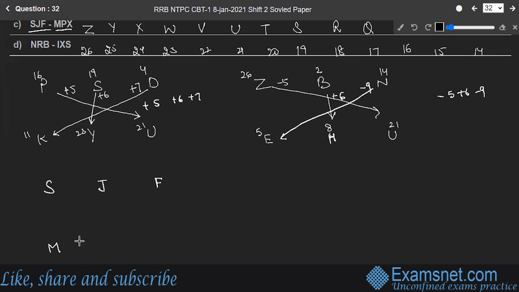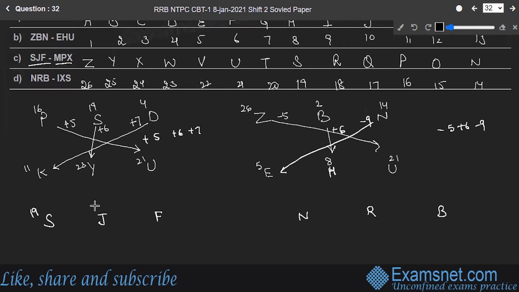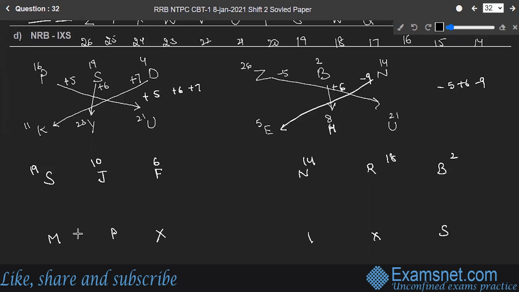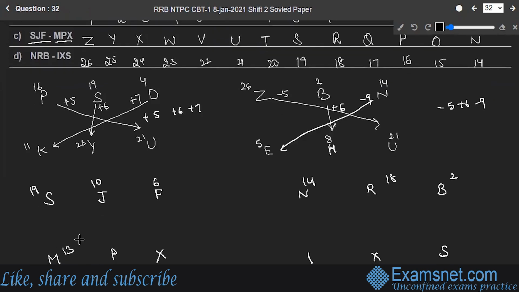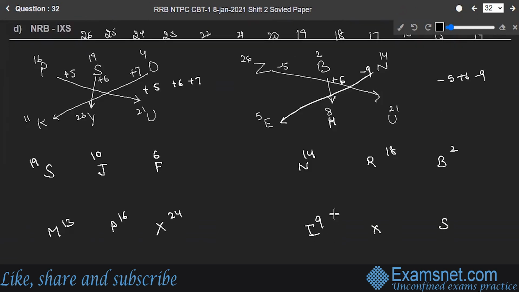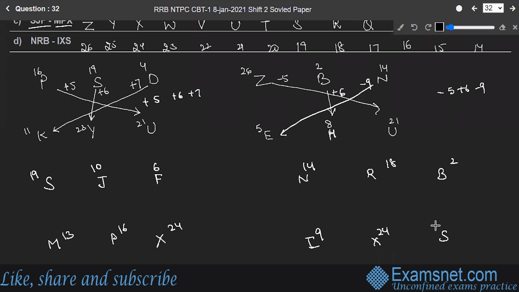SJF, MPX. Next is NRBIXS. Okay, so S is at position 19, J is at 10, F is at 6, N is at 14, R is at 18, B is at 2, M is at 13, P is at 16, 24, I is at 9, 24, and 90.